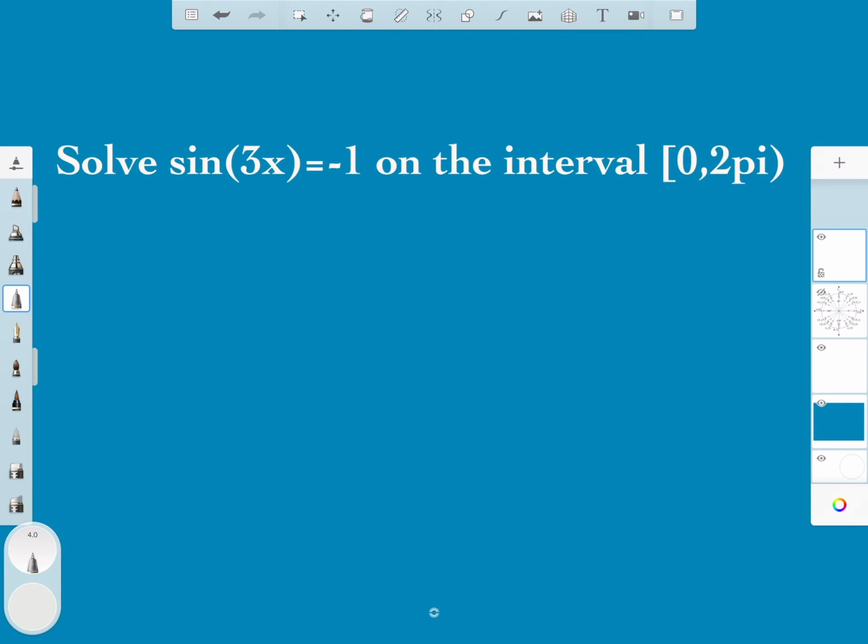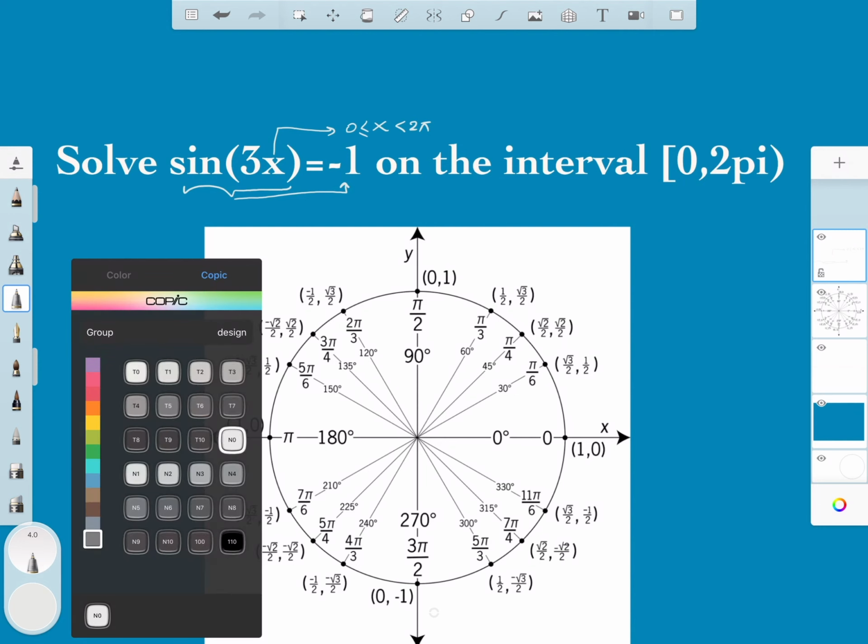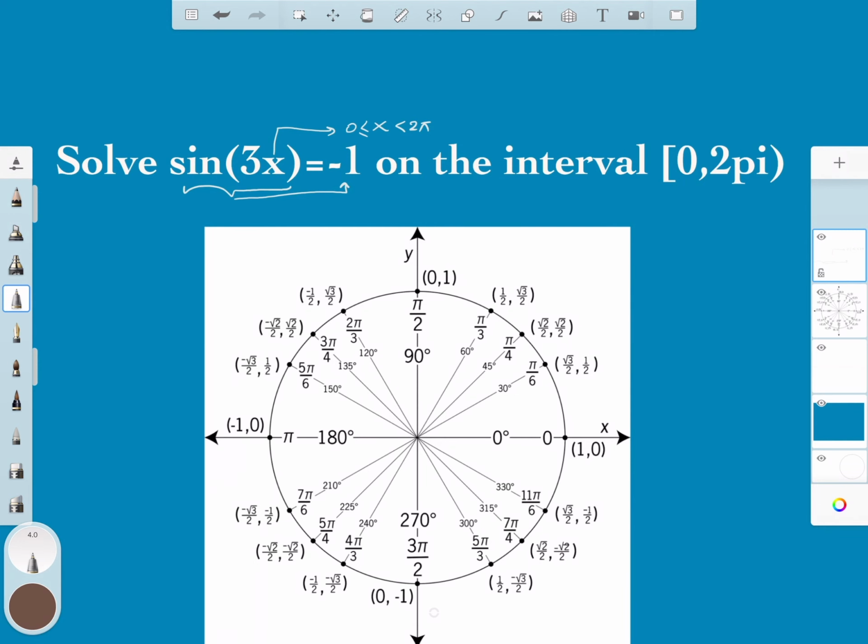In this video, I'm going to solve for x, that sine of 3x equal to -1, and x should be between 2 pi and 0. So for an equation like this, we need to look at our unit circle. So the solution for x, they are saying sine of 3x must be equal to -1.